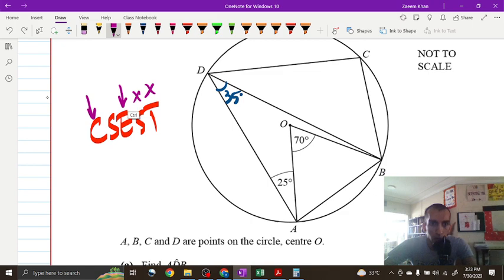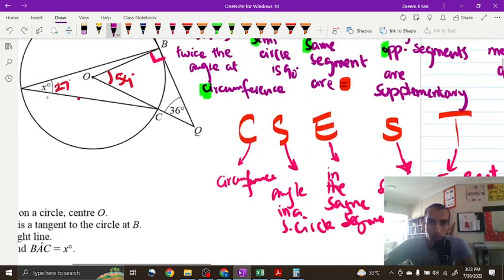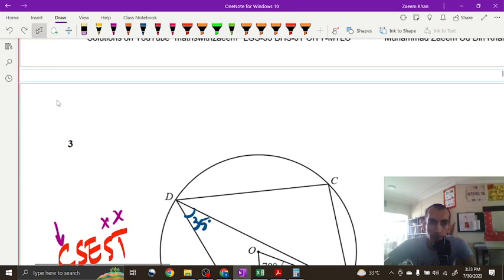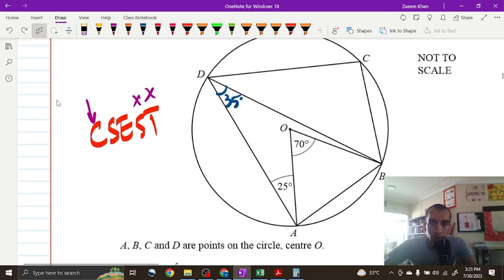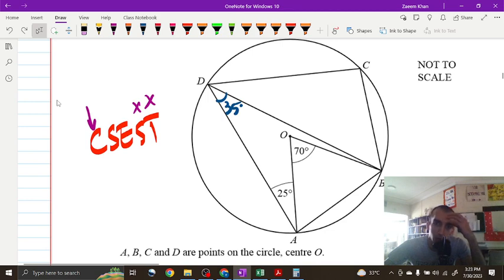What's this equal for? Angles in the same segment are equal. When would angles in the same circle be equal? Take a look here. Angles in the same segment. Do you see 2 angles subtended from the same arc?